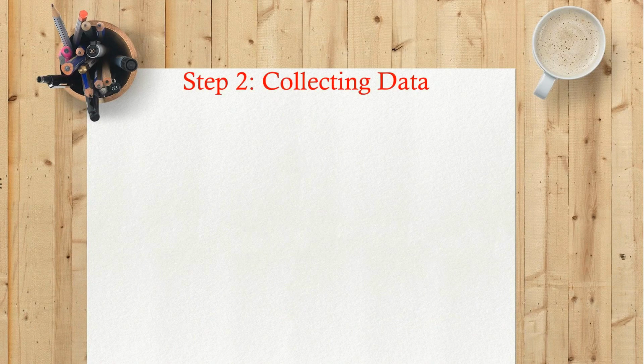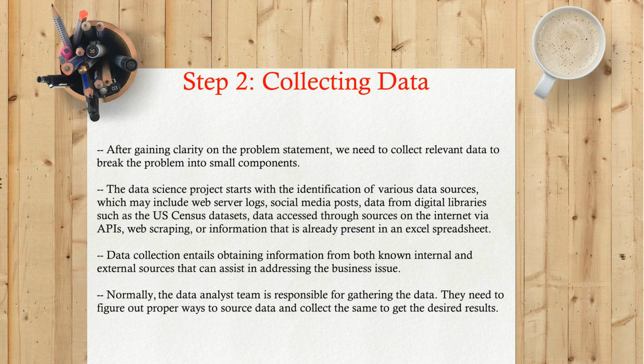Step 2. Collecting data. After gaining clarity on the problem statement, we need to collect relevant data to break the problem into small components. The data science project starts with the identification of various data sources, which may include web server logs, social media posts, data from digital libraries such as the U.S. Census datasets, data accessed through sources on the Internet via APIs, web scraping, or information that is already present in an Excel spreadsheet.